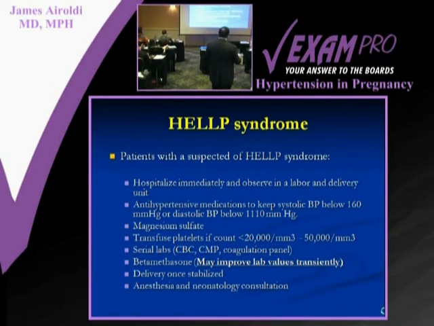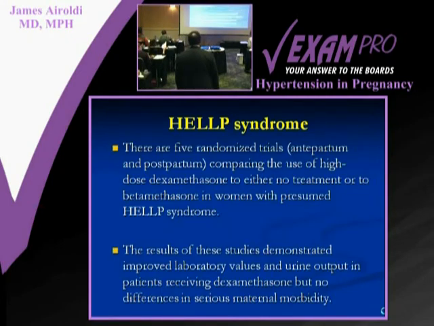But again, HELLP syndrome is a difficult one because there are a lot of imitators. And it can be ELP, it can be HEL, it can be LUP. But you can't be LUP because you need the H. You need hemolysis to make this diagnosis. And you should transfuse platelets if your platelets are less than 20,000.